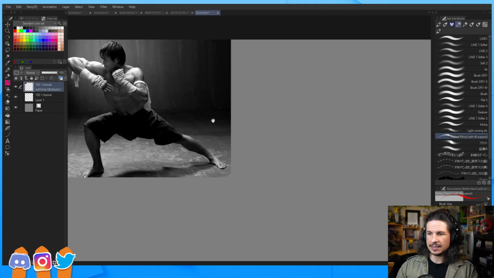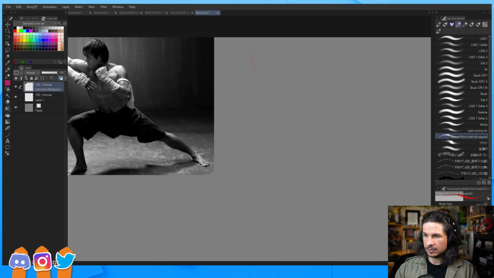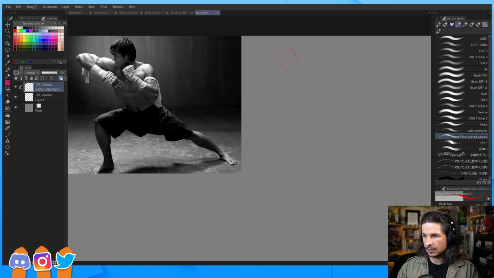So I could take this and try to do a quick gesture drawing. So make sure I can see the whole thing. Gesture drawing is basically just trying to capture the main form of the pose, the main lines of action, the energy of it.